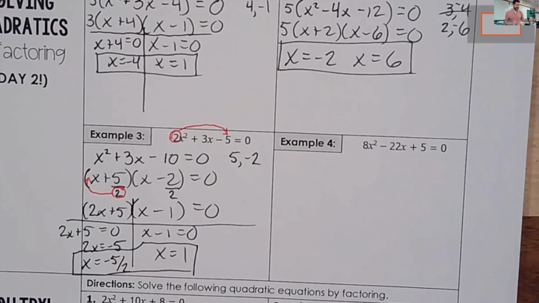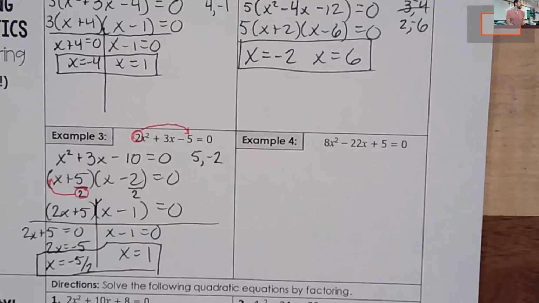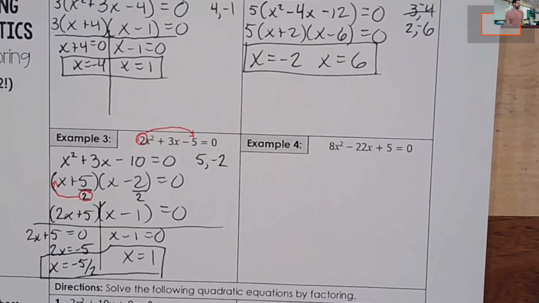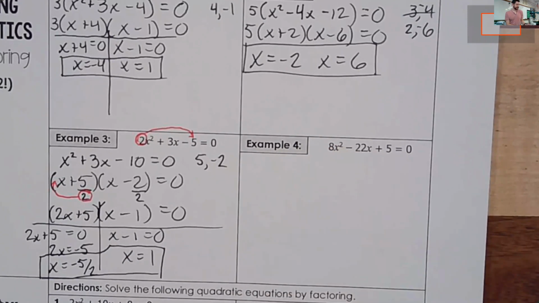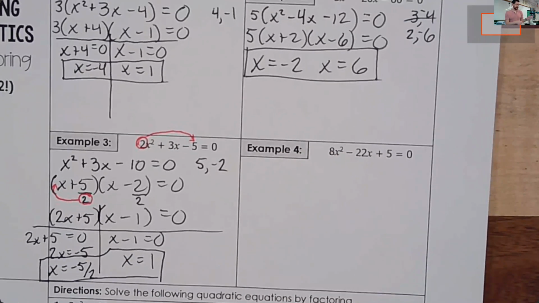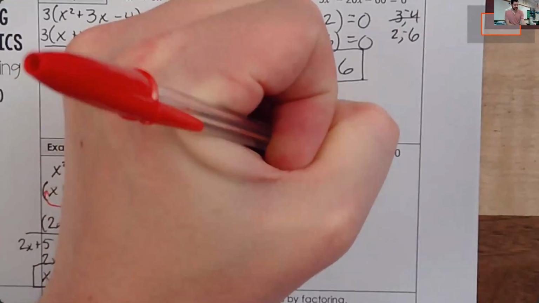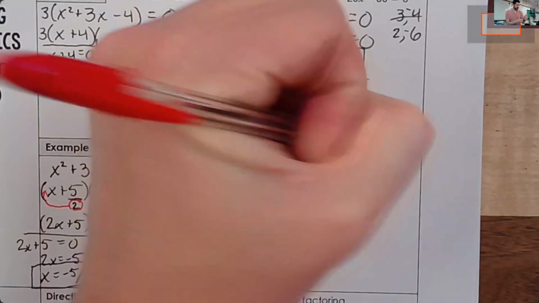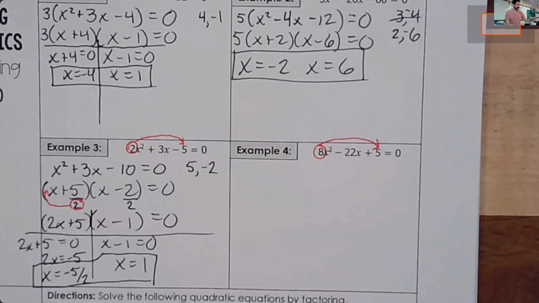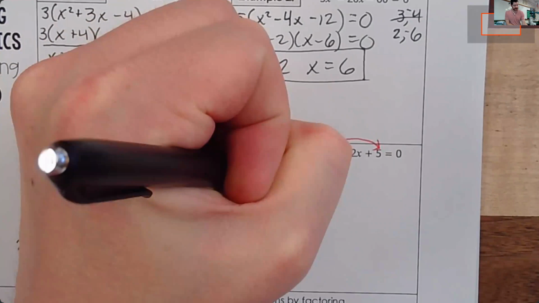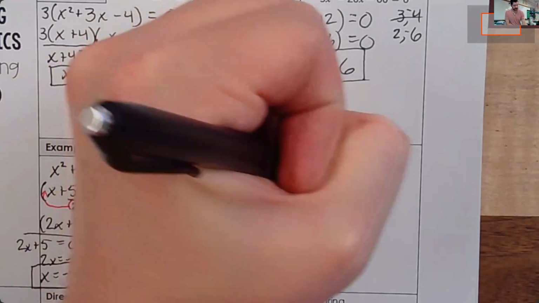All right, example 4. Do we have a GCF on number 4? 8, 22, and 5. Can those be divided by the same thing? No. All right. So once again, slip and slide. So take our value of A, slip it to the end, multiply it by C. 8 times 5 is 40. So that'll be x squared minus 22x plus 40 equals 0.